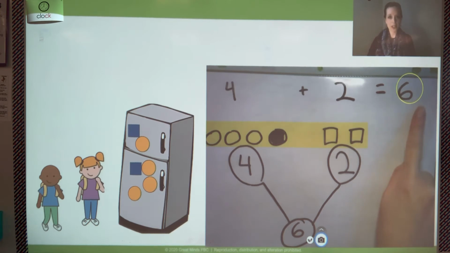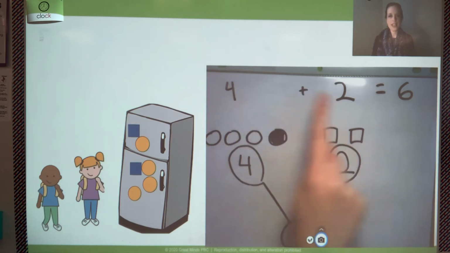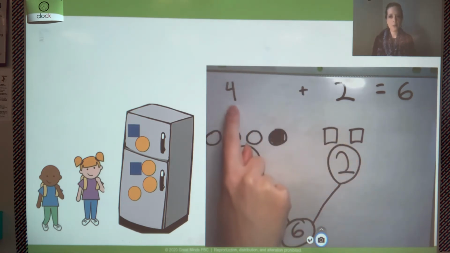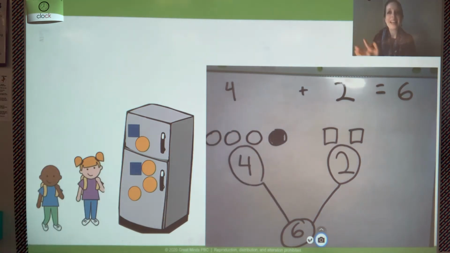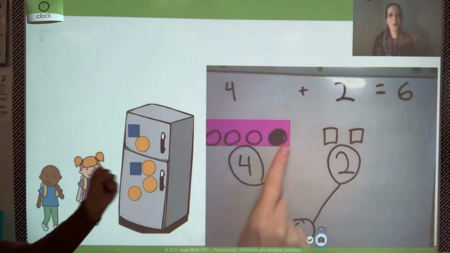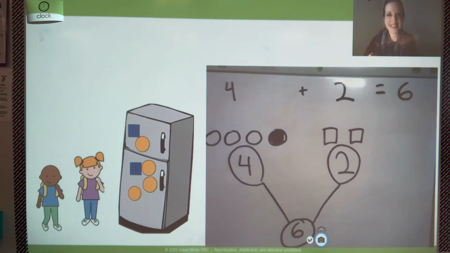I showed the parts of our picture like this. 4 and 2. Where does the 4 come from? Is it the whole or the part? Yes, the circles. They're the parts. Where does the 2 come from? Think, say it. Yes, the squares.